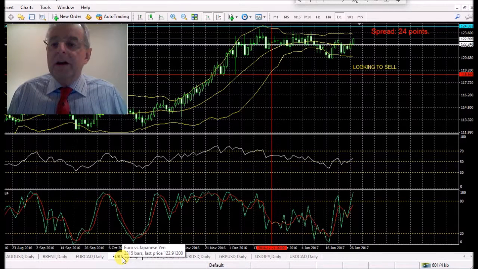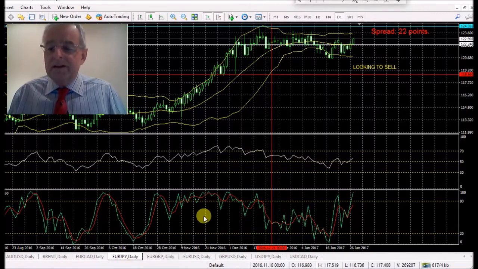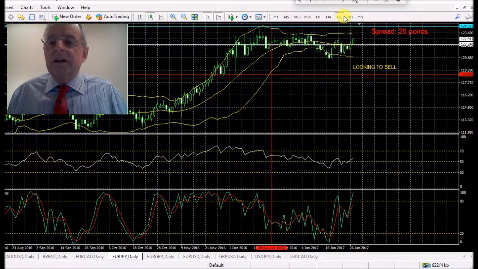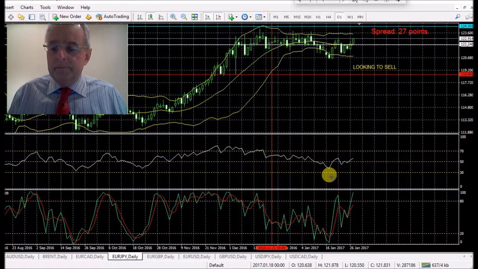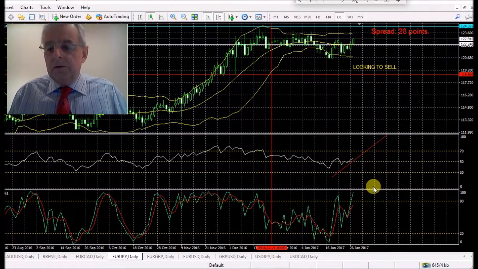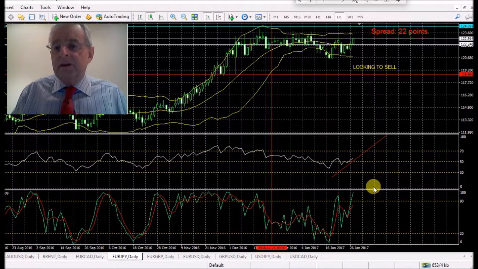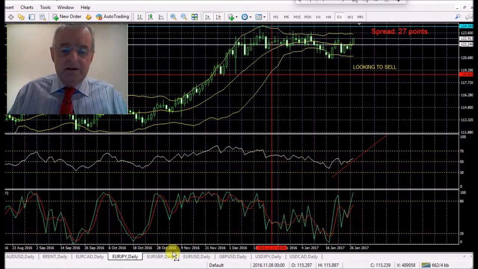Euro Japan. Well, that has gone quite a bit higher. What we're going to do here, we'll put a trend line on. When we break the trend line, we're going to go short again on this, and quite happy with that.